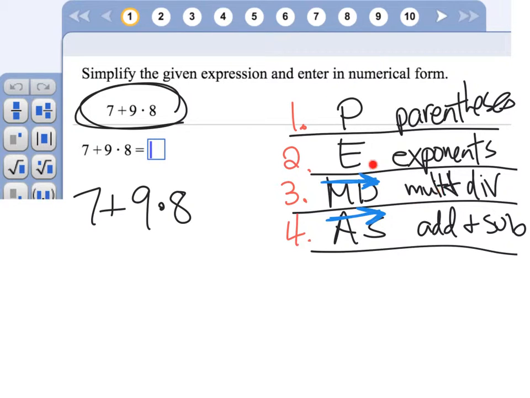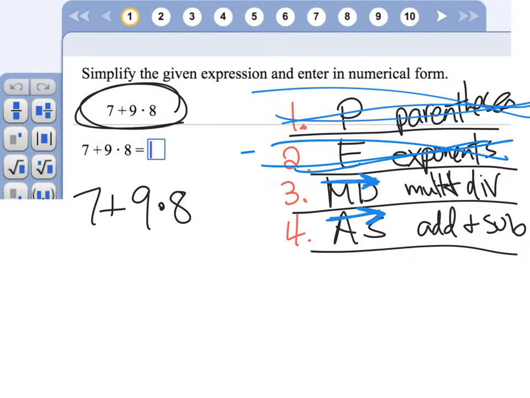And we're going to go through our checklist. Do we have any parentheses? No. So we're going to cross those off. We're done. Do we have any exponents? Nope. So we're done with that step. So we're already done with 2 steps. Do we have any multiplication or division? And we look and we go, yeah, right here. Here's multiplication. So that's what we're going to do next. And that answer is, of course, 72.